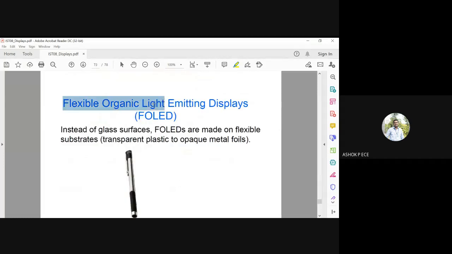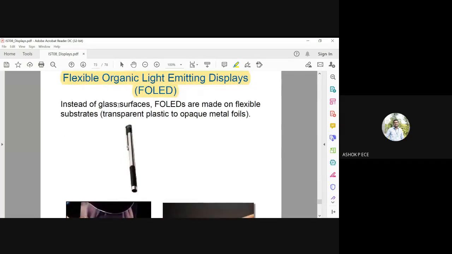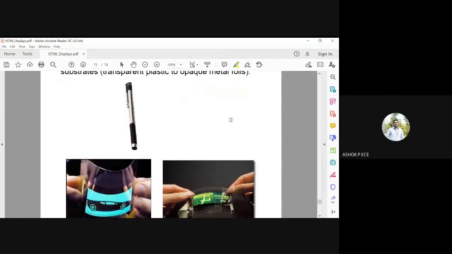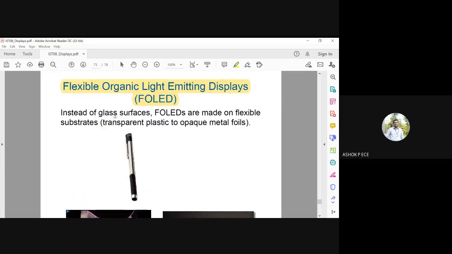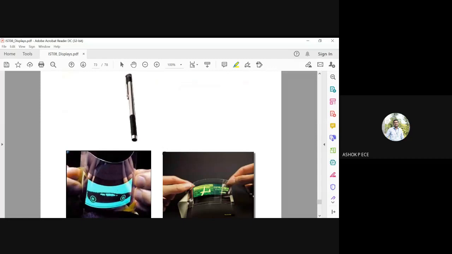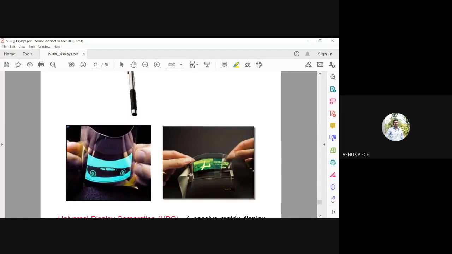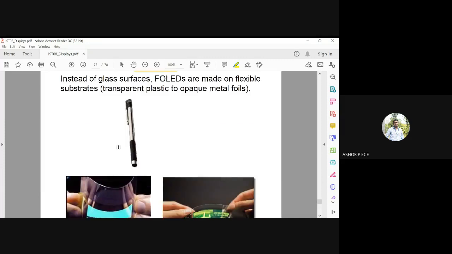So now the world is moving towards flexible organic light emitting diodes. It is called FOLED. So instead of glass structures, FOLEDs are made on flexible substrates, from transparent plastic to opaque metal foil. Flexible means you can bend it. It can be bent around a pen. Your pen becomes bright and starts emitting light. So flexible means the surface is not rigid. The surface can be bent. You can wear it as a watch on your hand or like that. So you can stick that organic LED onto the sides of a pen. So when you apply some voltage, this pen starts emitting light.